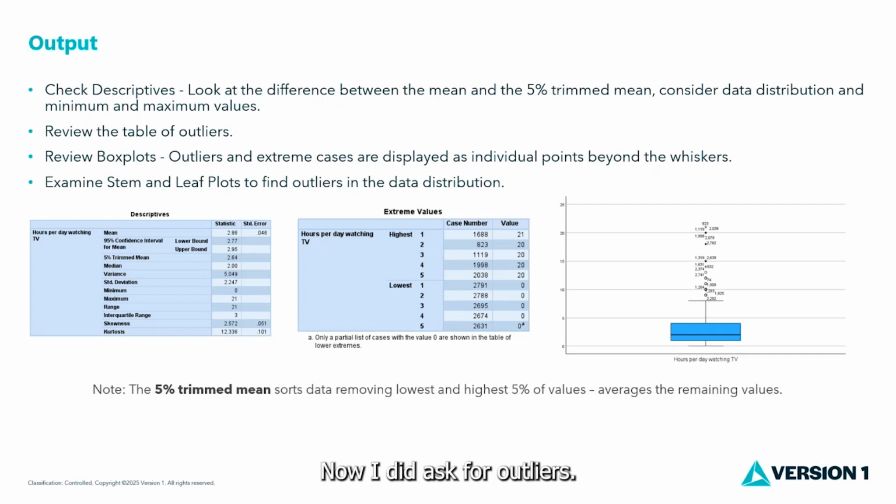Now, I did ask for outliers. You see the table of extreme values. SPSS will show me the highest and the lowest values. So the top 5 highest and the 5 lowest values.